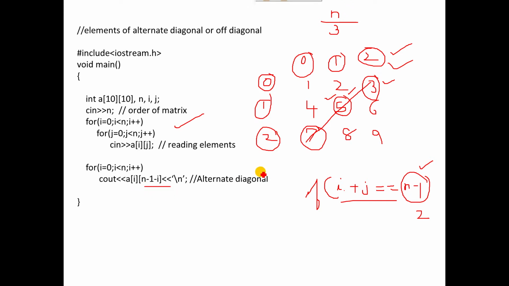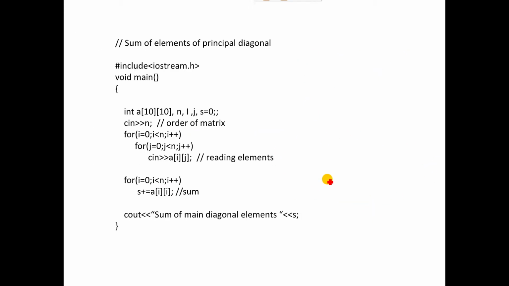And similarly, when i is 2, n is 3, a of 2 and 3 minus 1 is 2, 2 minus 2 is 0. So this is this element. So either you can go for this method or you can go for this method to display off diagonal or alternate diagonal elements. Sum of the elements of the principal diagonal, same method to find out the principal diagonal.